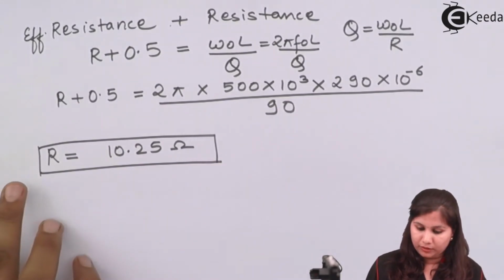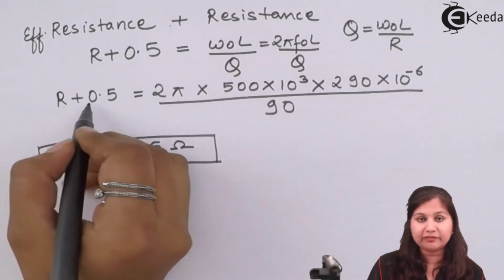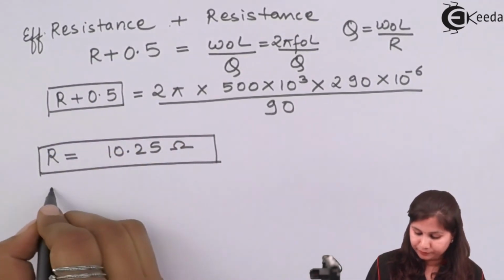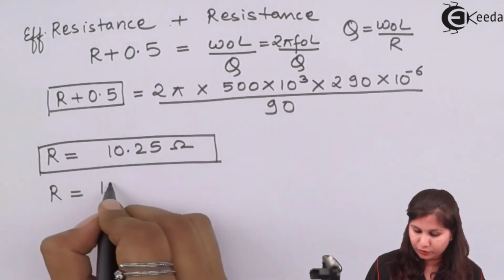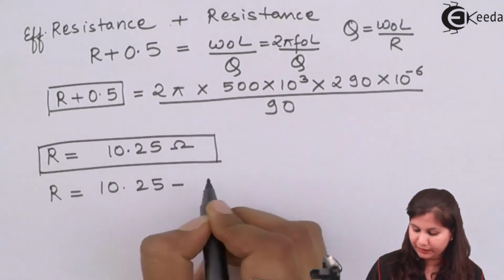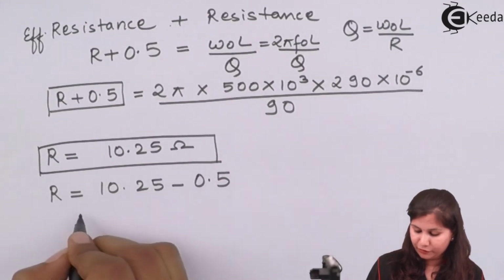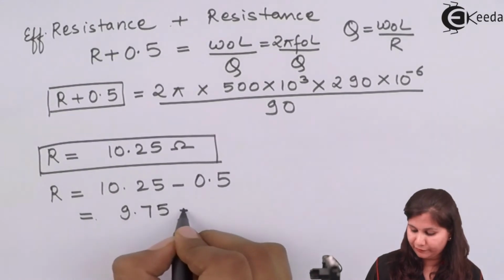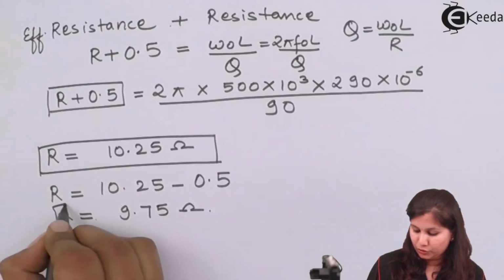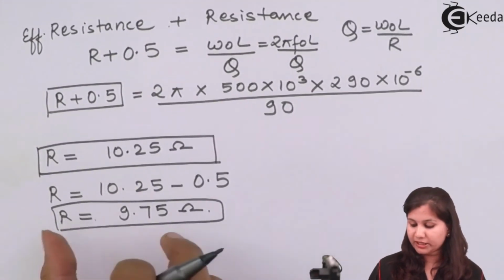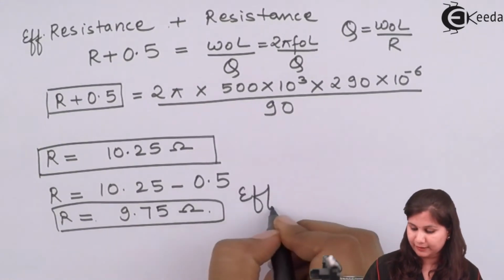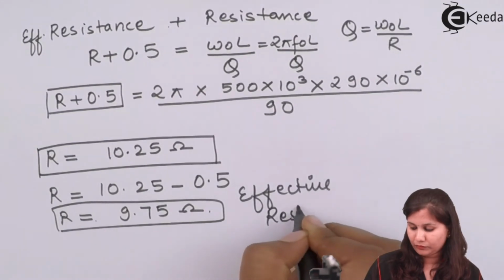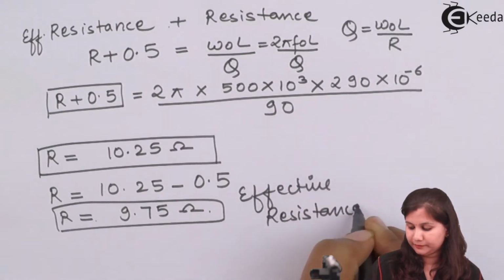Now because this is the collective value which we are getting, R plus 0.5, R will be equal to 10.25 minus 0.5. So it will be equal to 9.75 ohms. So what is this? This is the effective resistance of the coil.